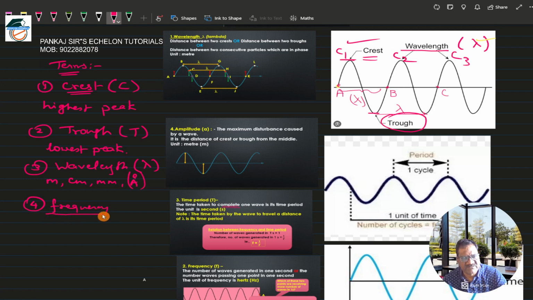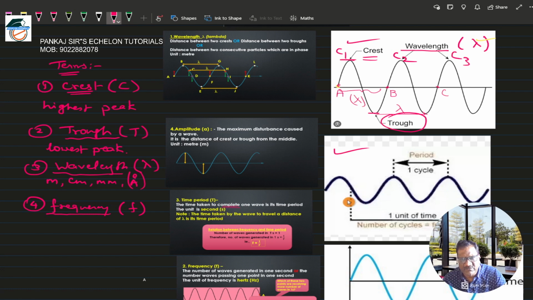Now, what is this frequency? These are the terms that we are dealing with. Frequency is denoted by a small letter f. Now if you see this particular diagram, you will see again a wave over here.